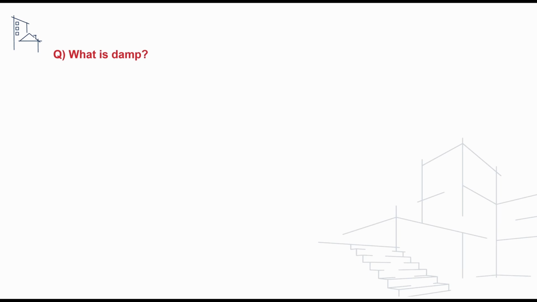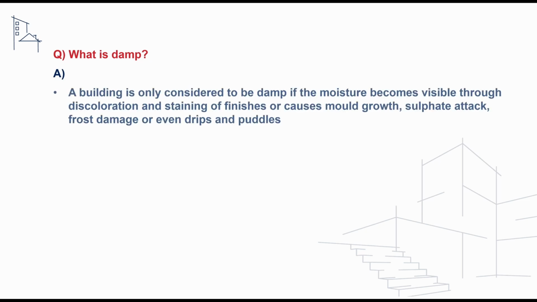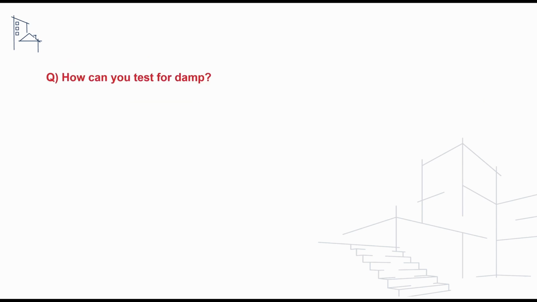Another question we may be asked under the building pathology competency is checking our understanding of the term damp or dampness in buildings. And to address this, we can say that a building is only considered to be damp if the moisture becomes visible through the discoloration and staining of finishes, or causes growth of mould, sulfate attack, frost damage, or even drips and puddles are prevalent in the property. A follow-on question we may be asked in relation to damp is, how could you test for dampness within properties?